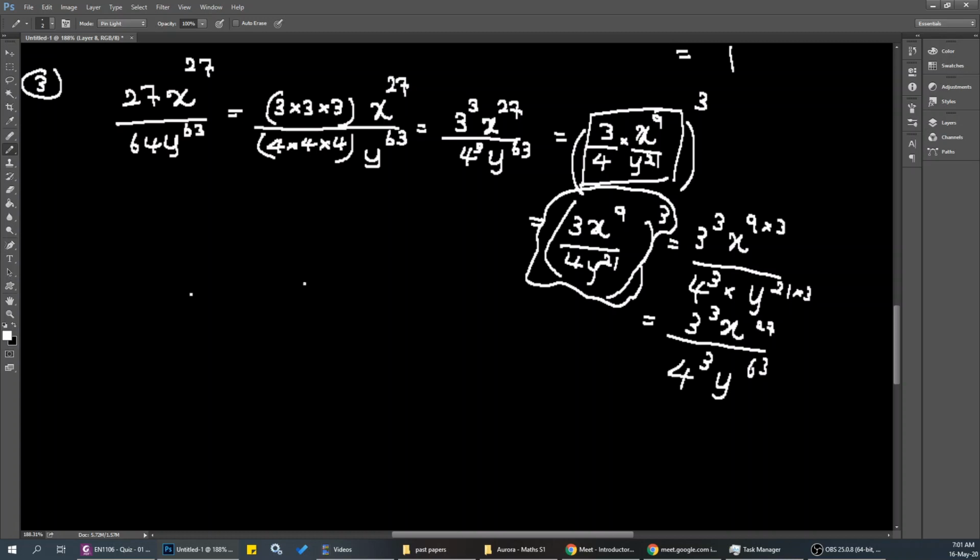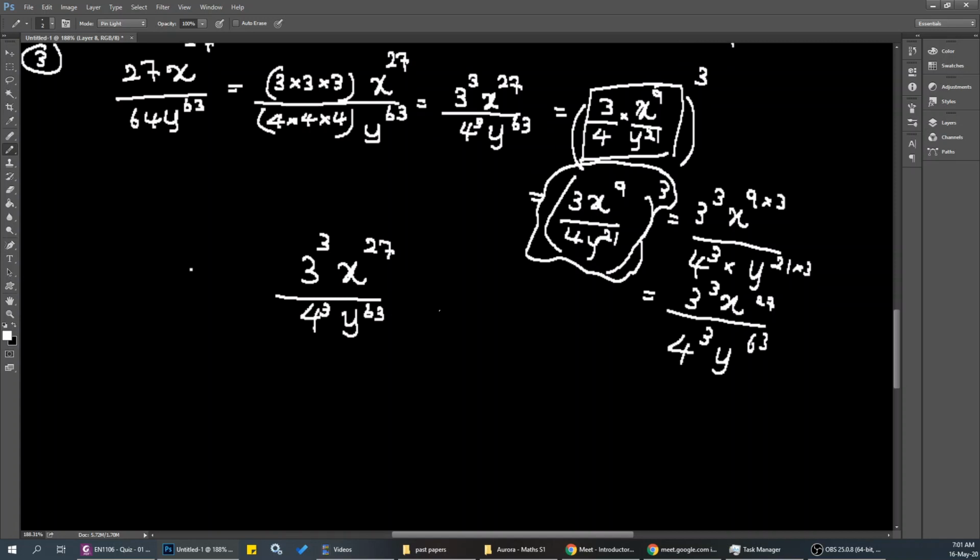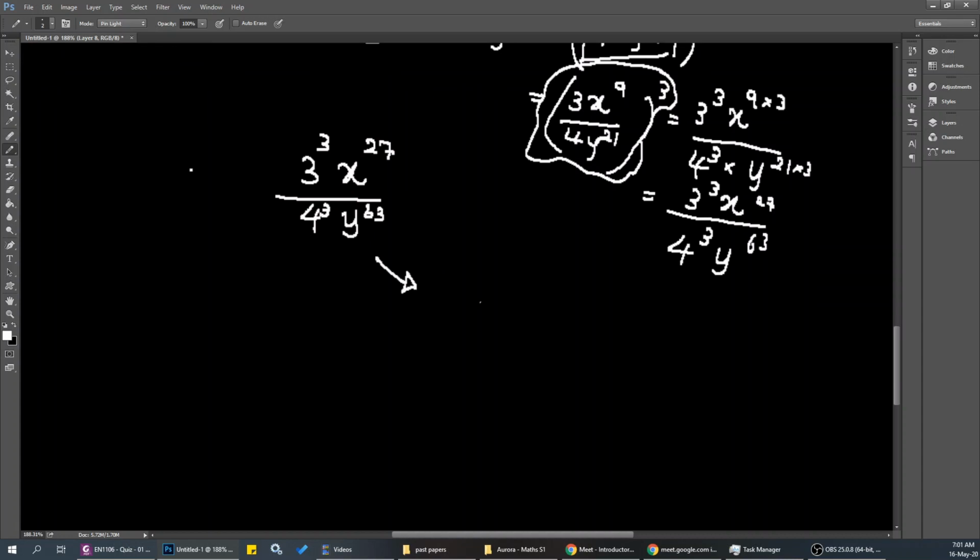I'm writing it like this. 3 to the power 3 x 27 over 4 to the power 3 y 63. So this is what we have, and we are trying to write it like this. We are trying to convert this. We are trying to put this in a bracket, okay, and raise the whole thing to the power 3. Okay, then we know that when we have something like this, this is a rule, okay. In the power rule, when we have a to the power m and that is raised to the power n, we have a to the power m n. This is the rule that we had.